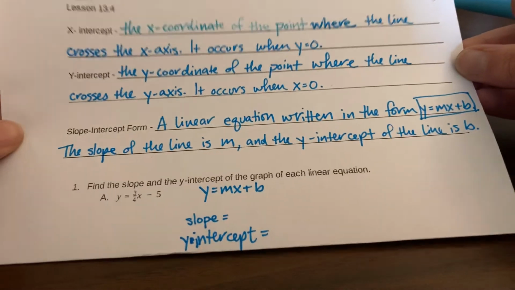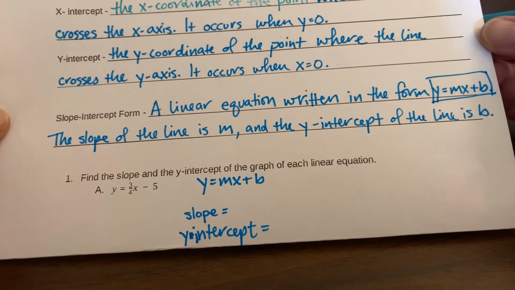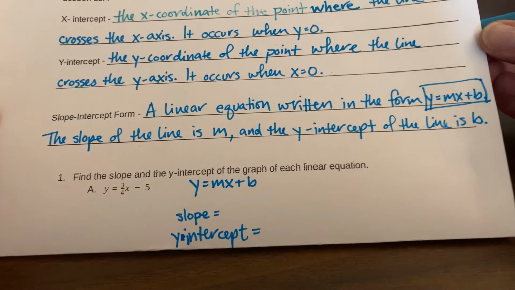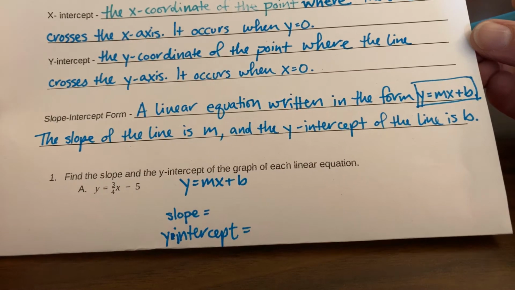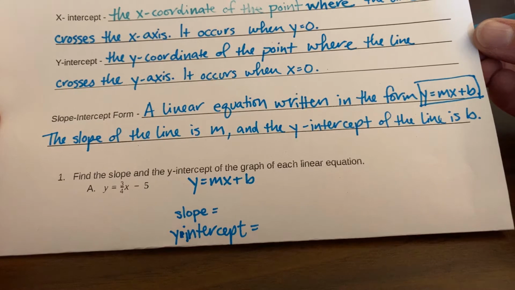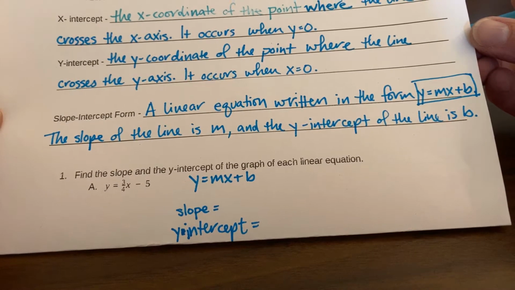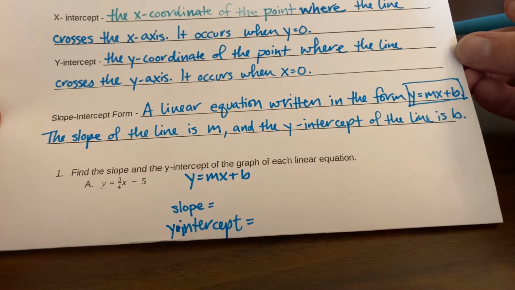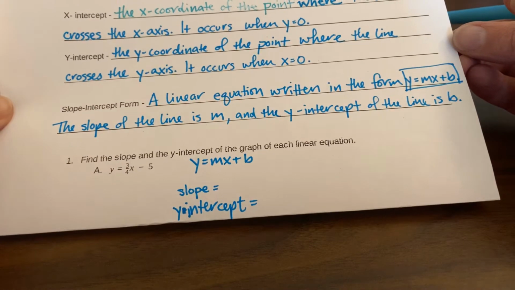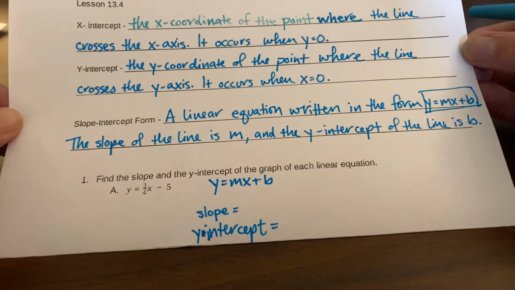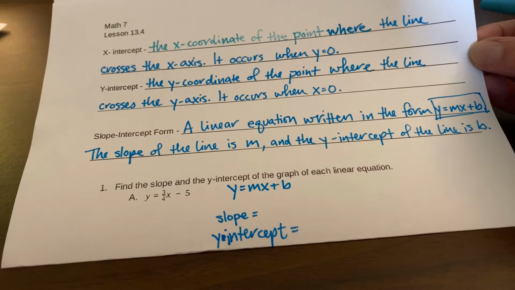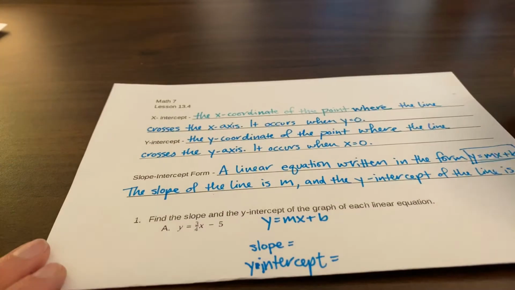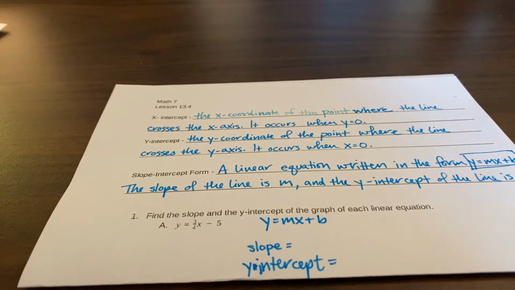That brings us to slope-intercept form, a linear equation written in the form y equals mx plus b. The slope of the line is m and the y-intercept of the line is b. So now we have a couple problems where we need to find the slope and the y-intercept.